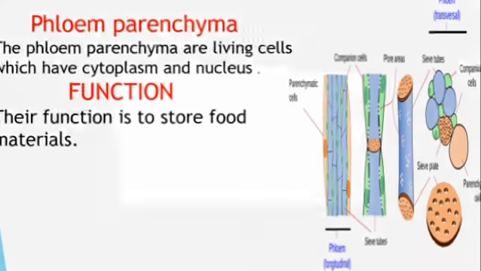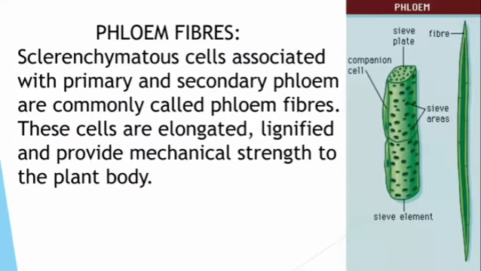Phloem fibers. Sclerenchymatous cells associated with primary and secondary phloem are commonly called phloem fibers. These cells are elongated, lignified, and provide mechanical strength to the plant body.